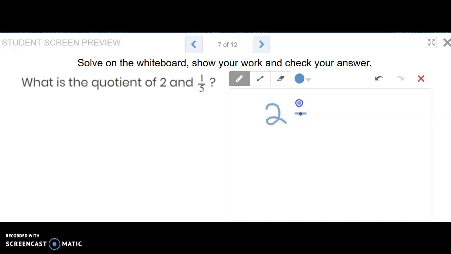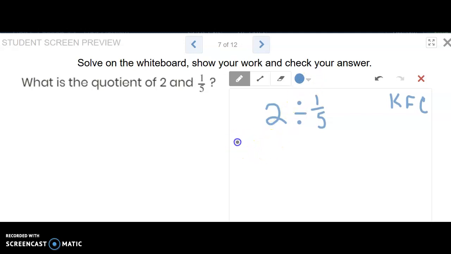2 divided by 1/5. All right, right away, I noticed I'm dividing with fractions, so I need to use KFC. I also noticed that my dividend is a whole number, so we could use the shortcut method for this problem. Let me go through both of them with you, though.